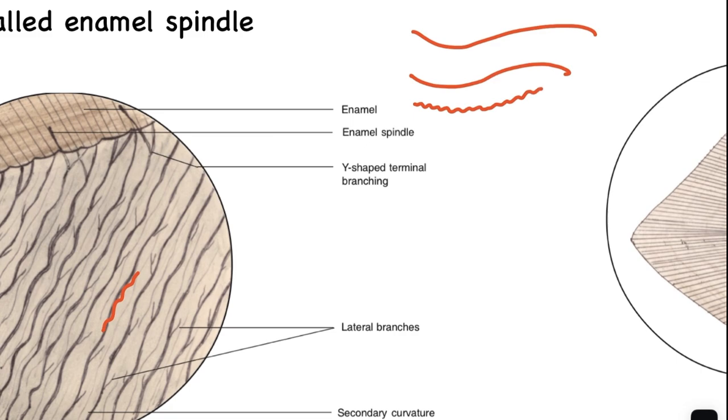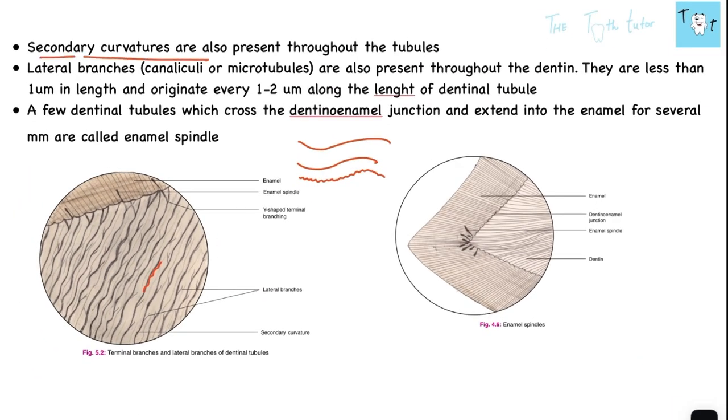So they have a curve going inside them of their own. That is called a secondary curvature. So these are present throughout the tubules.